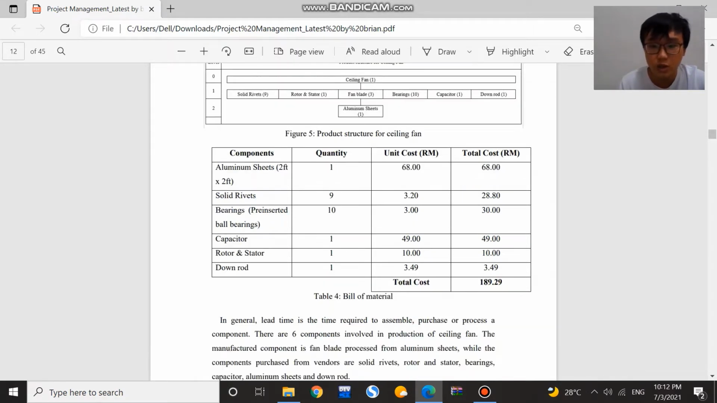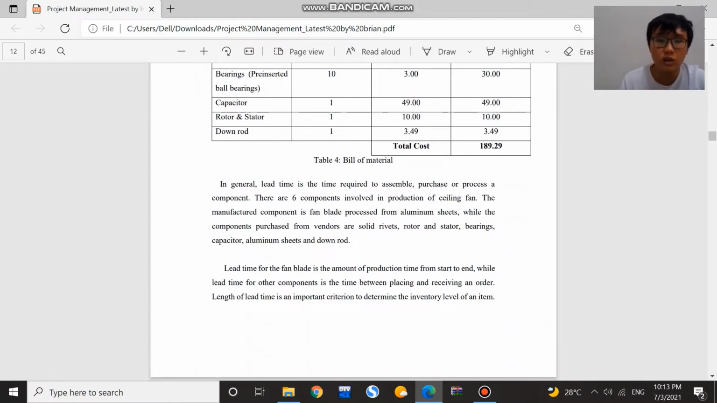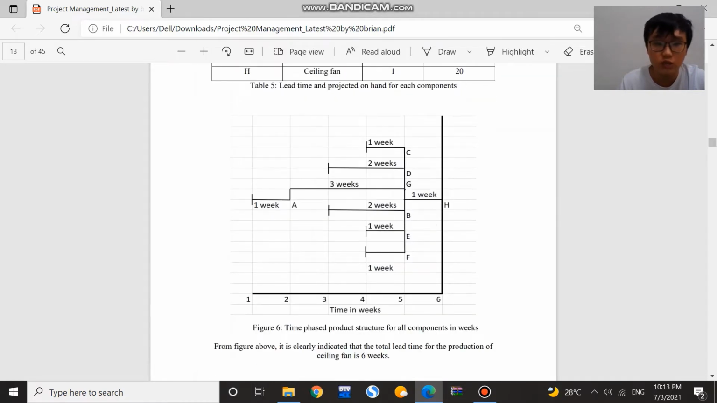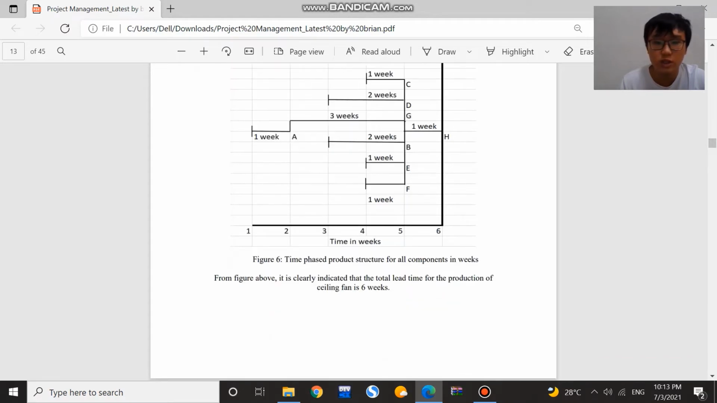So we found that the cost is 189.29 ringgit. Okay, so this table shows the lead time and the projected on hand for each component. Okay, based on that, we draw the time phase product structure for all components in weeks, and then it shows that the total lead time for production of the ceiling fan is 6 weeks.